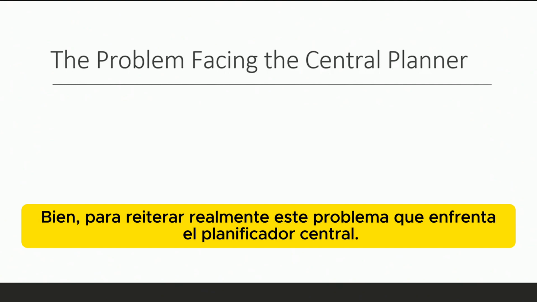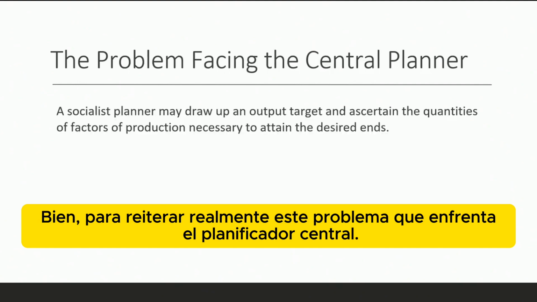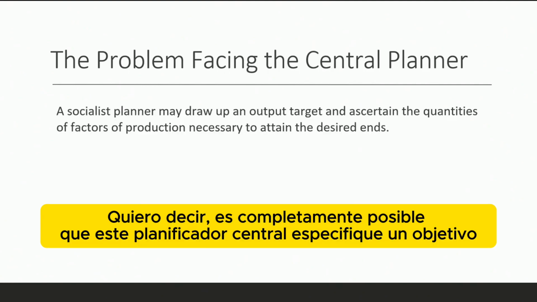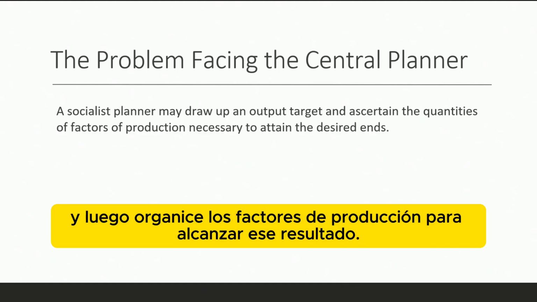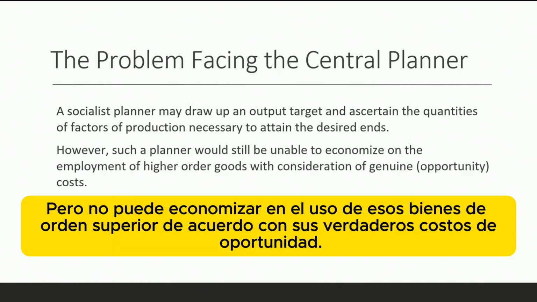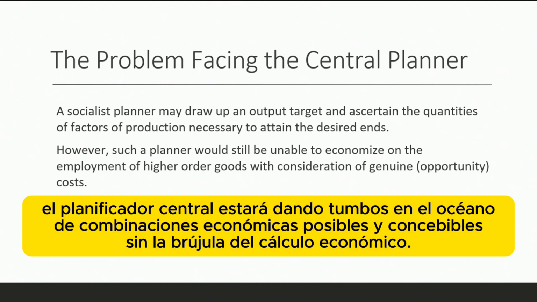Okay, so to really reiterate this problem facing the central planner, it's fully possible for the central planner to specify an end and then organize the factors of production in order to attain that output, but he's unable to economize on the employment of those higher order goods according to their genuine opportunity costs. So in the words of Mises, the central planner will be floundering in the ocean of possible and conceivable economic combinations without the compass of economic calculation.